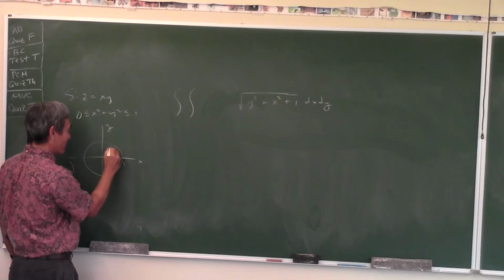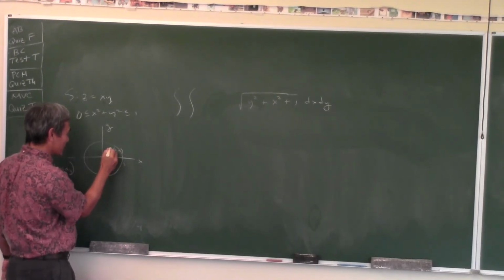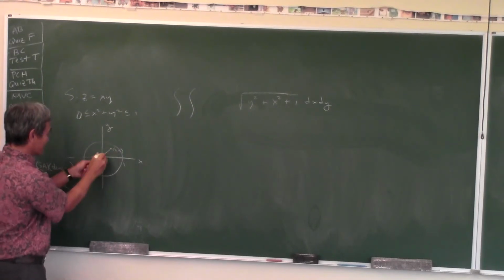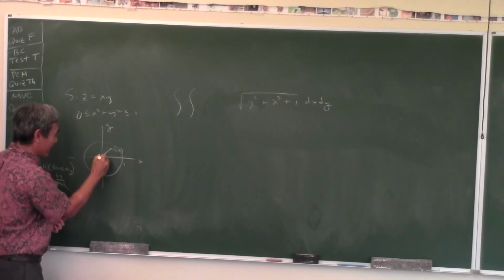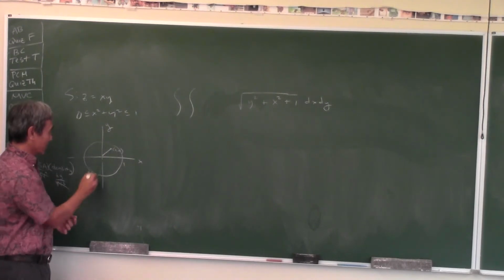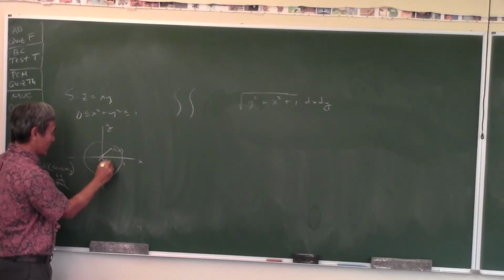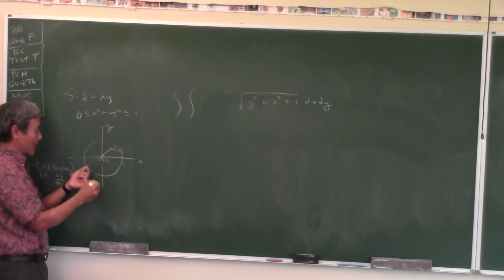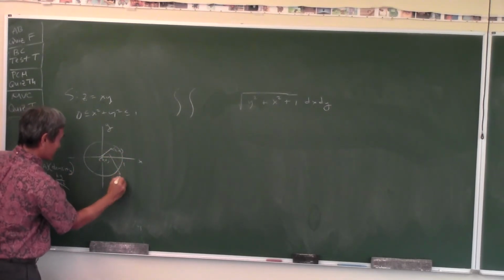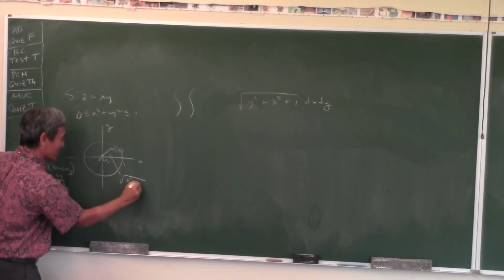If you have a point here, it's proportional to the distance from the z-axis. The z-axis is coming out like this, right? So how do you find the distance right there? If this is the origin, 0, 0, this is the point, it can be anywhere. How far are you from the z-axis? Wouldn't it be the square root of x squared plus y squared?